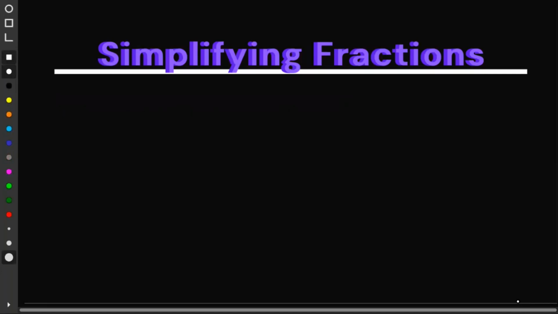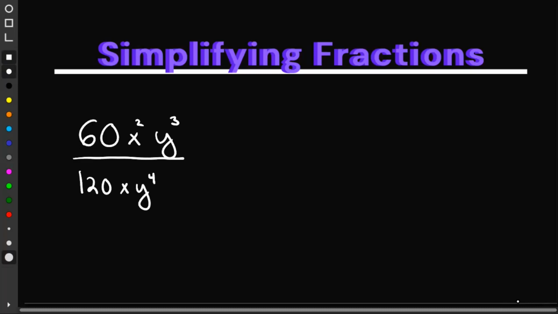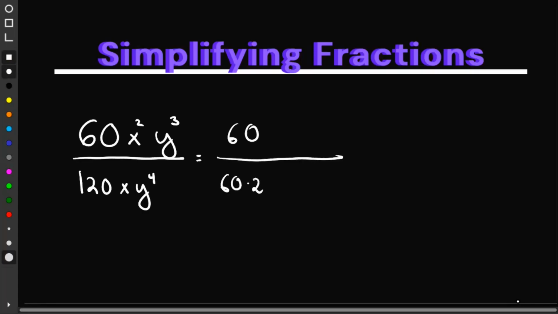For our final example, let's try 60x squared y cubed all over 120x y raised to 4. Now for this one, we know that 60 times 2 is 120. So we can quickly cancel that one out. We would have 60 at the top, and at the bottom we will have 60 times 2.